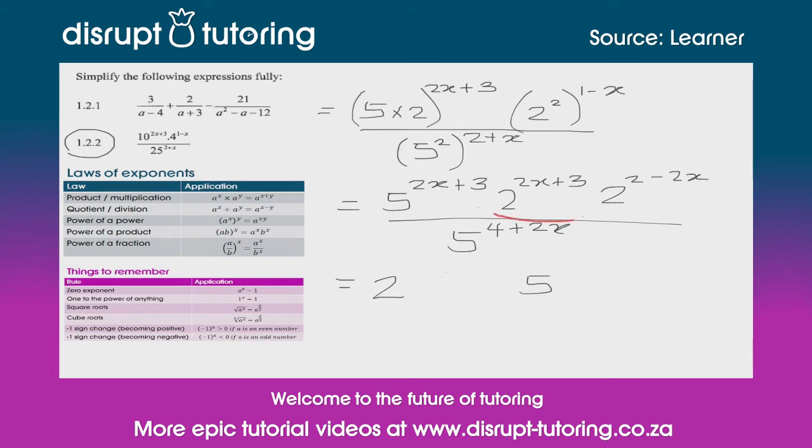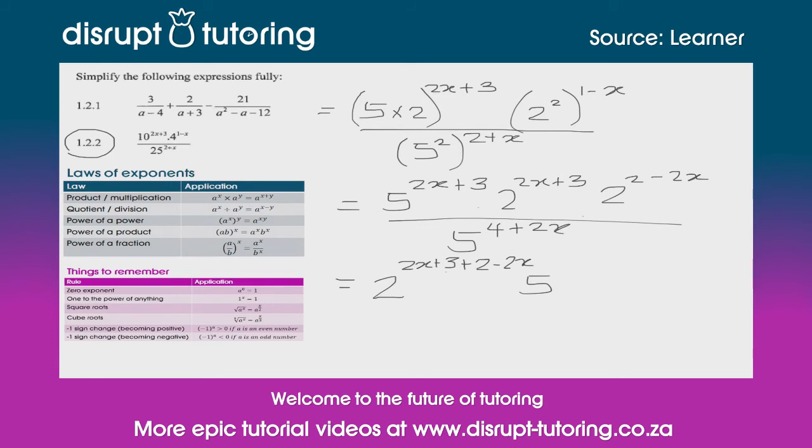Right, so let's look at 2's first. So we've got a 2 over here and a 2 over there. The 2's are multiplying each other, so that means we're going to add the exponents. So we're going to have 2x plus 3, and that's going to be plus 2 minus 2x. All right, simplified into a single line.